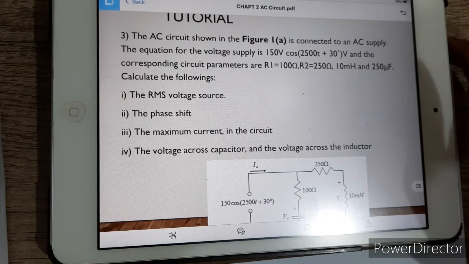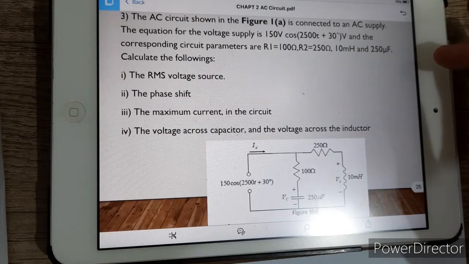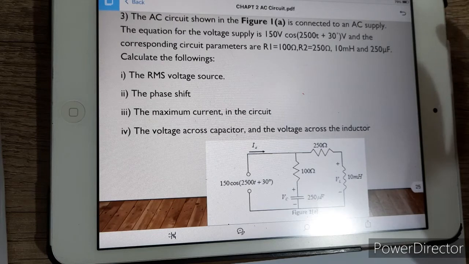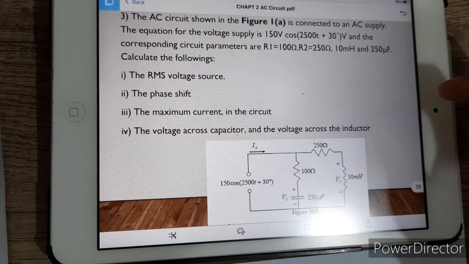So the AC circuit shown in figure 1A is connected to an AC supply. The equation for the voltage supply is 150 cos(2500t + 30 degrees) volt, and the corresponding circuit parameters are R1 100 ohm, R2 250 ohm, and then we have 10 millihenry of inductor and 250 microfarad of capacitor. Calculate the following: RMS voltage, phase shift, maximum current in the circuit, and then the voltage across the capacitor and the voltage across the inductor.